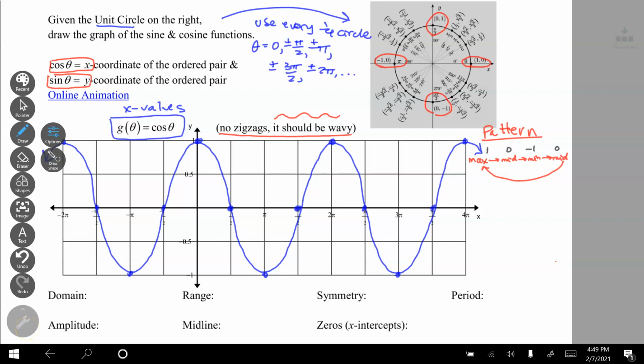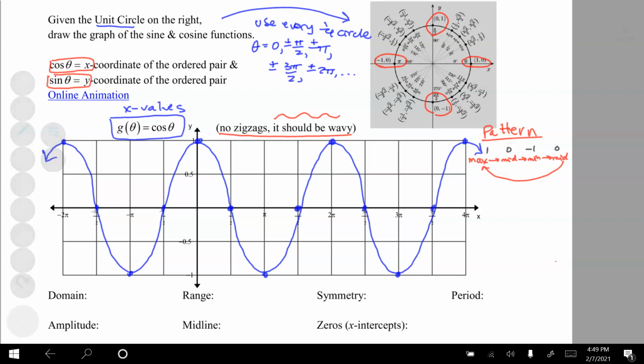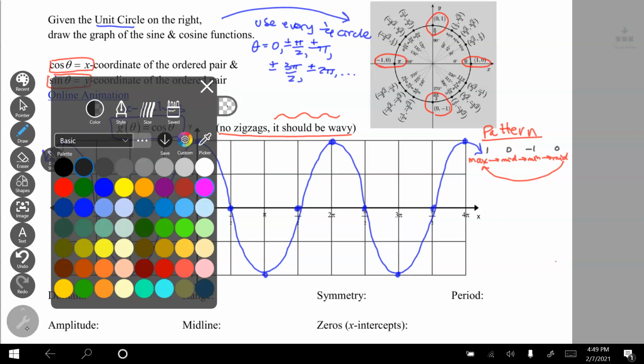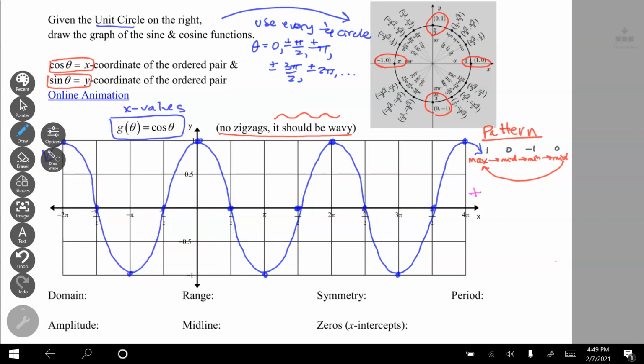So with this pattern, cosine will start on the y-axis. The first point on the y-axis will be at its maximum. It goes to the midline, goes to the minimum, goes back to the midline, and repeats the pattern over and over and over again in both directions, forwards and backwards. So with that idea, if we have a positive number in front of cosine, the graph starts at the maximum and goes down from there. But if we have a negative number in front of cosine, it starts at the minimum and goes above, because a negative number in front is an a value, and that a value is a reflection, flips it upside down.